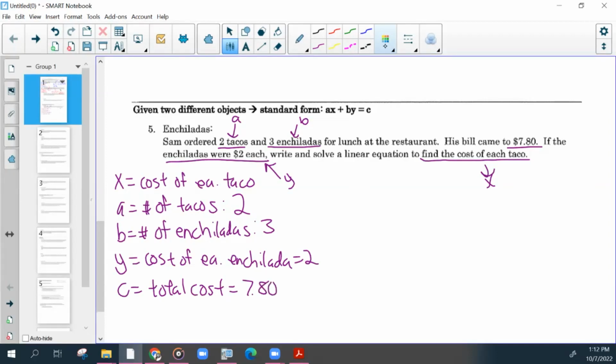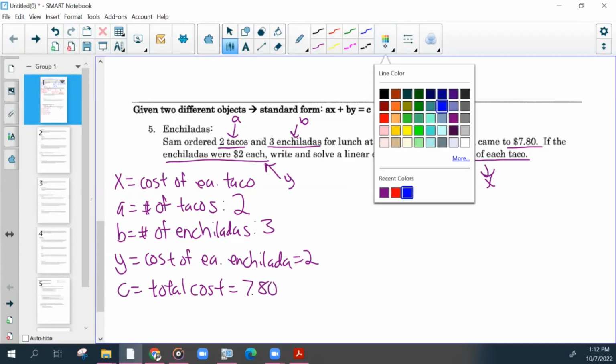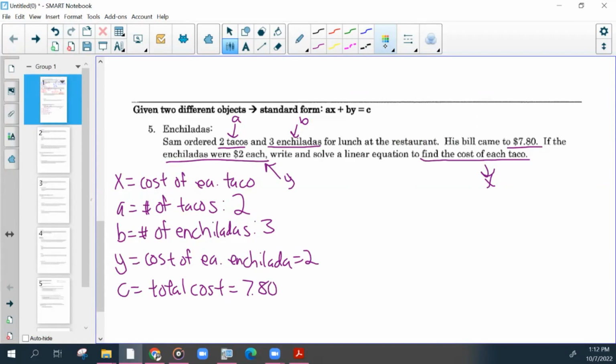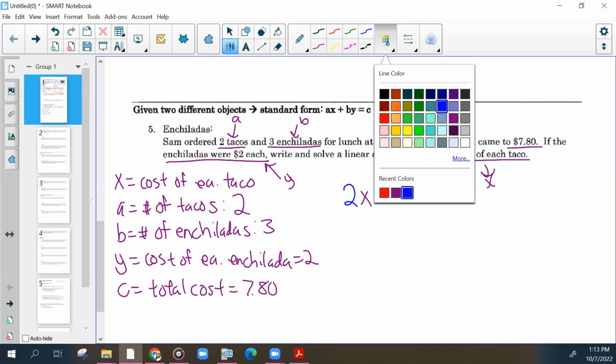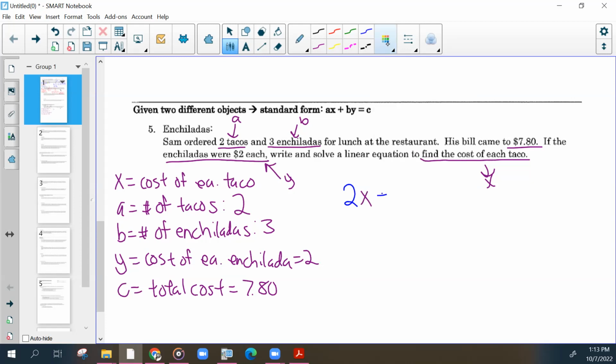Then it's just a matter of putting everything together in the standard form, ax plus by equals c. So A we know is 2. We don't know our x, so that's going to stay a variable. Then we are adding, because total usually is adding. B is 3. Our y value is 2. And we know it equals $7.80. So now we have an equation. Now we can start to solve.